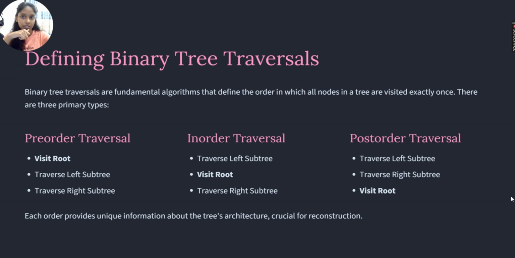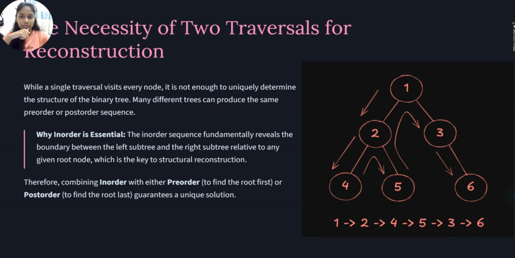Here's how reconstruction works. Preorder tells us the root first. Postorder tells us the root last. Inorder tells us what belongs to the left and the right subtrees. Once the root is known, Inorder splits the tree, and the process repeats recursively.